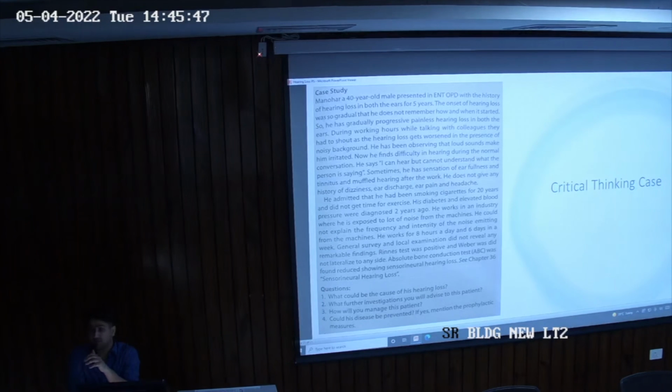ठीक है, वर्क हिस्ट्री उसकी ये बताती है कि वो जहाँ काम करता है वो एक फैक्ट्री सेटअप है, इंडस्ट्रियल सेटअप है, जहाँ पे वो कॉन्स्टेंटली लाउड नॉइज का एक्सपोजर है. He could not explain the frequency and intensity of noise emitting from the machine. He works for 8 hours a day and 6 days in a week.